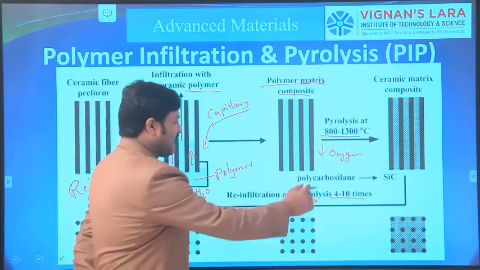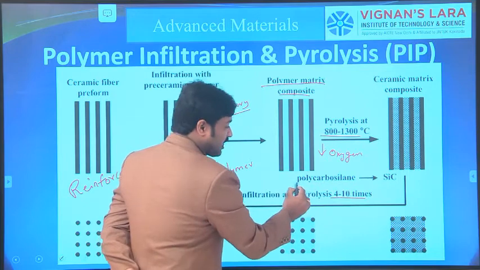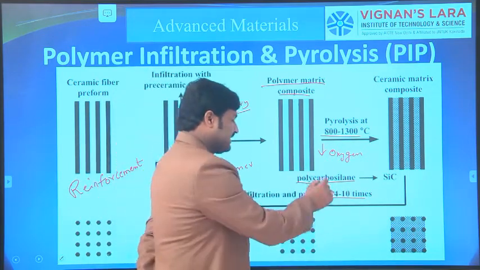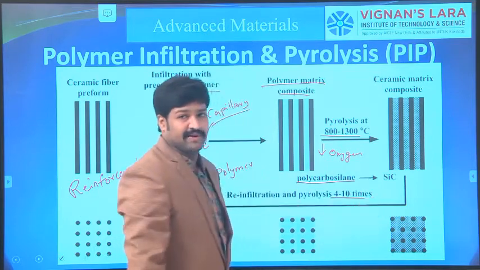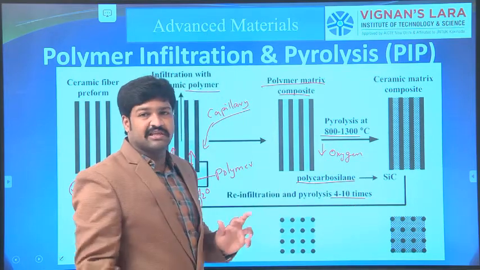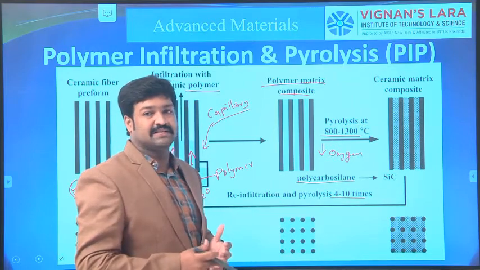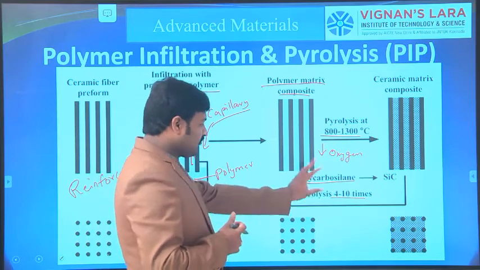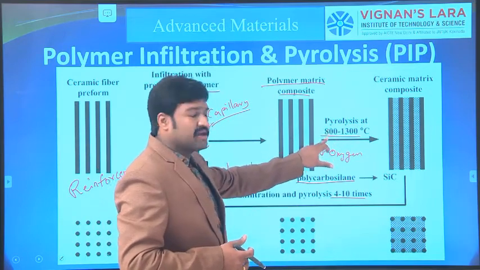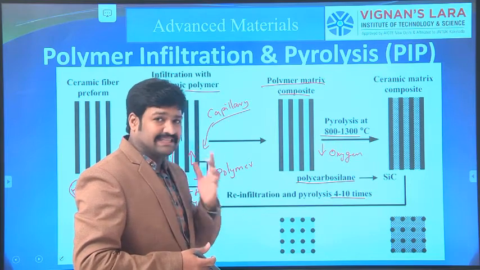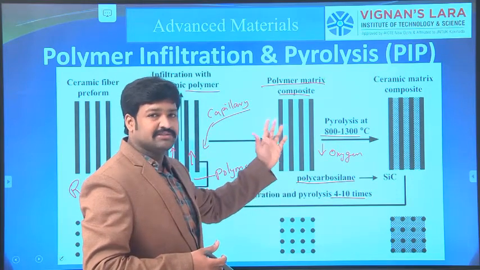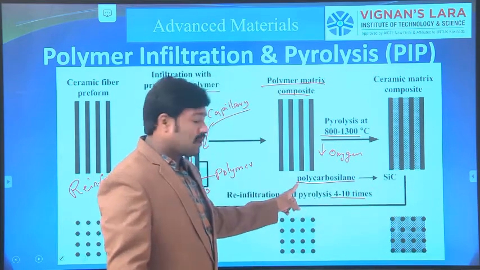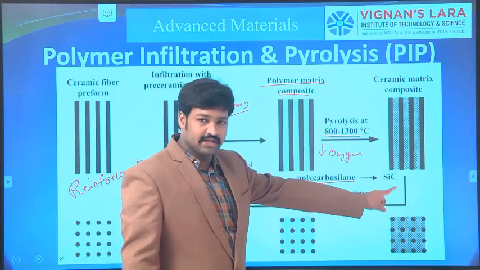Here the polymer is polycarbosilane. Silane is converted into silicon carbide. As we know, if we heat a thermoplastic to further temperatures, it will be converted into char. So if we are heating this compound at 800 to 1300 degrees centigrade, our polymer is converting into ceramic. Polycarbosilane is converting into silicon carbide.